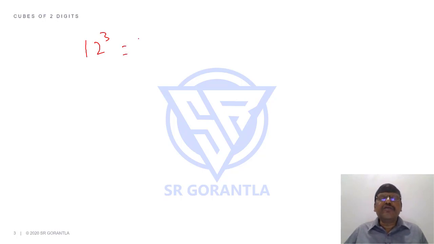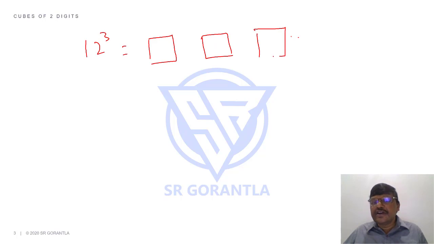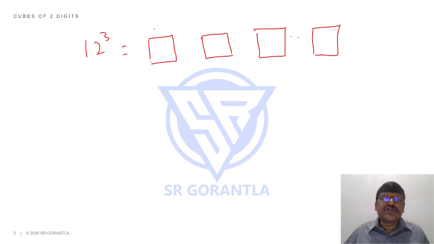Students, if I want 12 cube, it has 4 numbers here. Listen carefully. This is the leftmost one, this is the rightmost one, right? The leftmost one should be the cube of the leftmost digit. What is 1 cube? 1. The rightmost number should be the cube of the rightmost digit. What is 2 cube? 8. This is 1 cube, this is 2 cube.